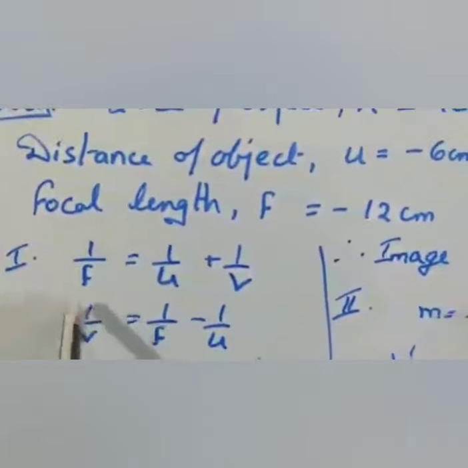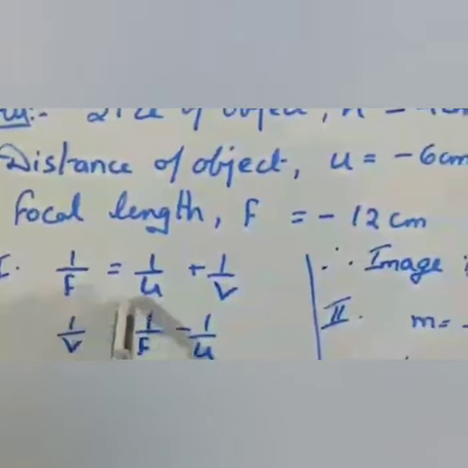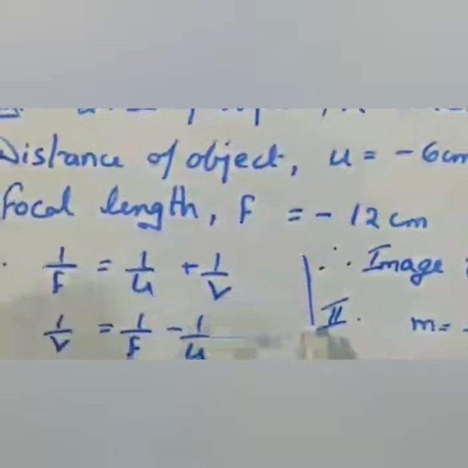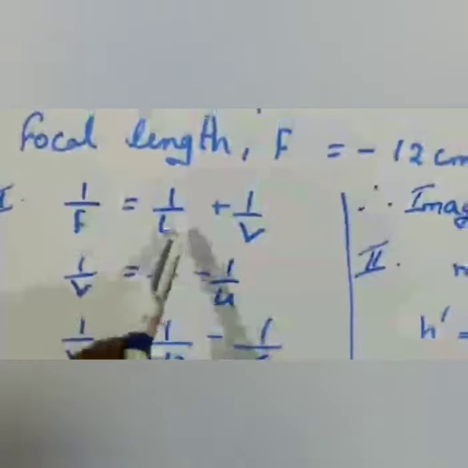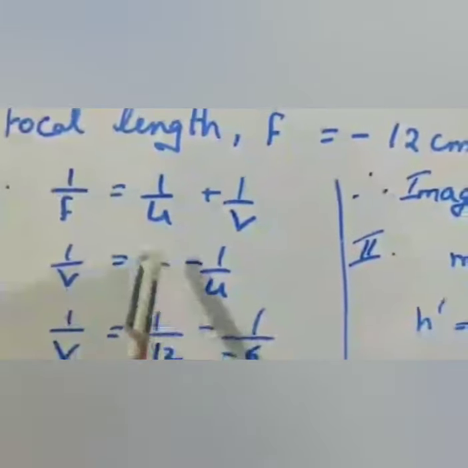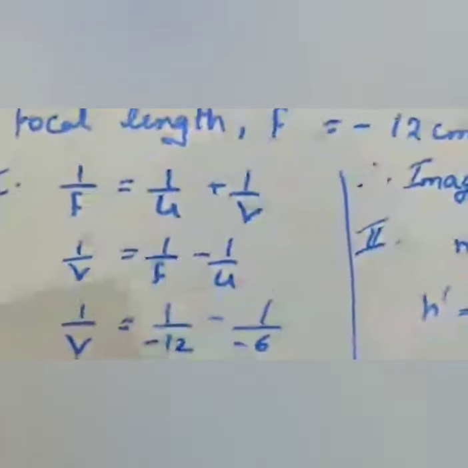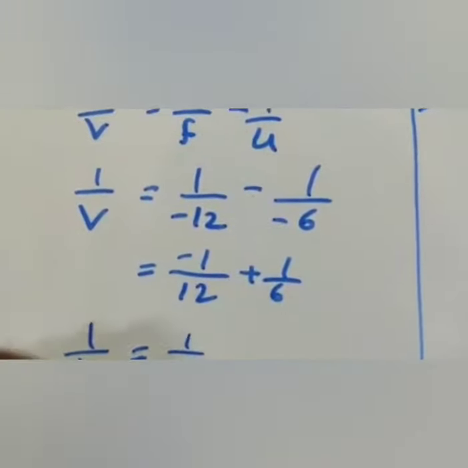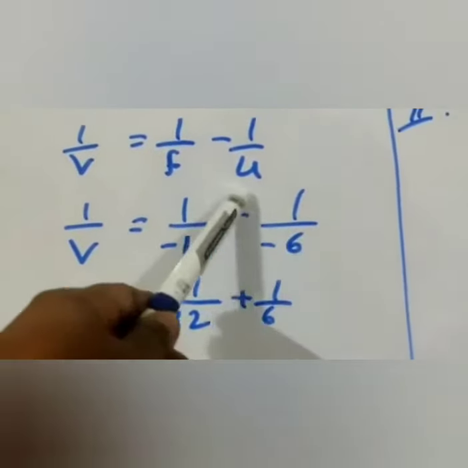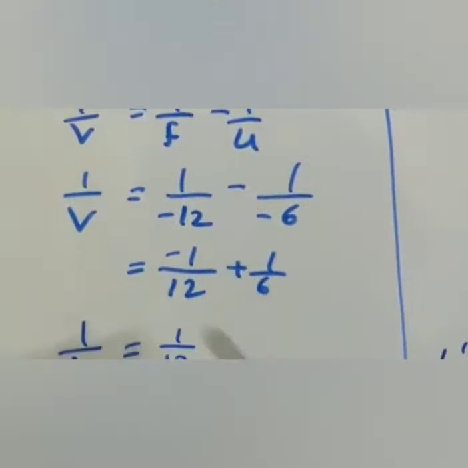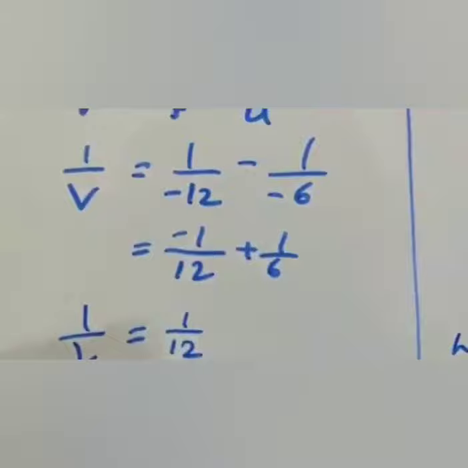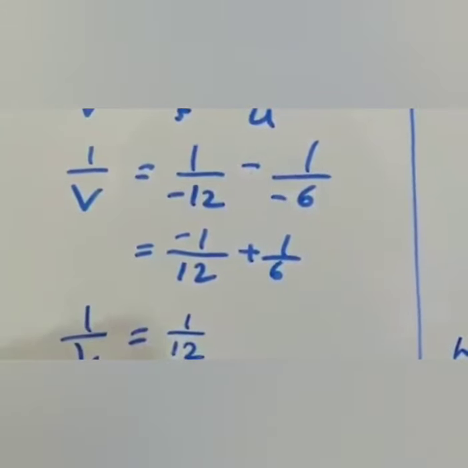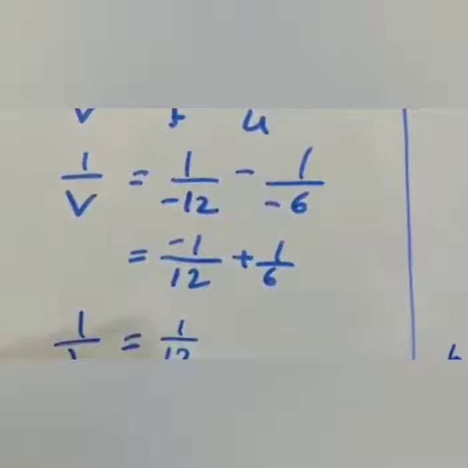Now the mirror formula, 1 upon f equals 1 upon u plus 1 upon v. We have to find v, so 1 upon v equals 1 upon f minus 1 upon u. Substituting the values, 1 upon minus 12 minus 1 upon minus 6. So minus 1 upon 12 plus 1 upon 6. After calculation we get 1 upon v equals 1 upon 12, which is positive. Taking the reciprocal, v equals 12 centimeter. Yes or no?